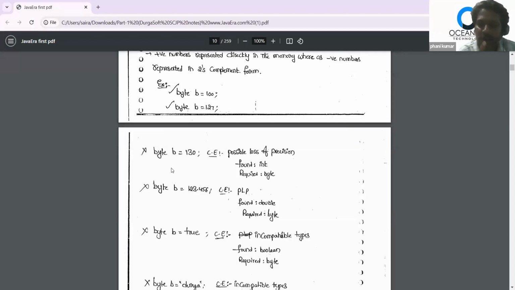For example, if I am assigning a value which is not in our range to the variable, this is called the error possible loss of precision. Possible loss of precision is an error. Why does this error occur? I am assigning a value which is out of range. Such values I am assigning to the variables, the data type is not satisfied with that value, so it always raises one compile time error. That error is called possible loss of precision. Is it clear or not? Possible loss of precision. It's found int and required byte.